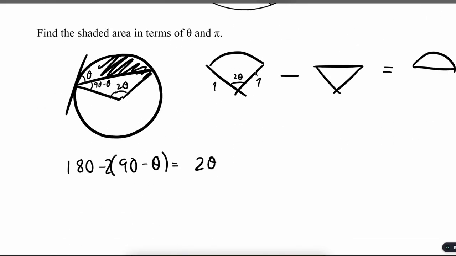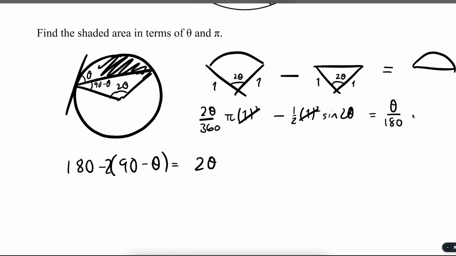So the area of this sector is going to be 2 theta over 360 degrees times pi r squared. R is 1, so it's just 1 squared, minus the triangle, which is going to be, so that's 2 theta, that's 1, so that's going to be half ab sine C, 1 squared sine 2 theta, which equals, so let's think, that cancels out, that cancels out, so we end up with theta over 180 pi minus a half sine 2 theta.